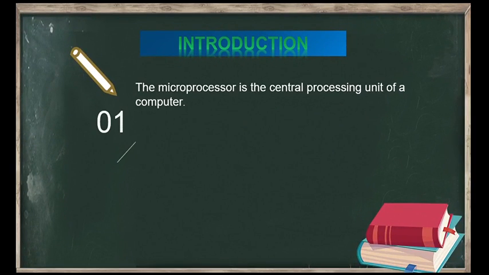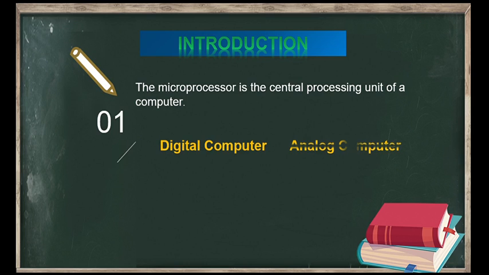The microprocessor is one of the most important components of a digital computer. It acts as the brain of a computer system. Before going into the detailed description of a microprocessor, let us have the basic knowledge of a digital computer. Computers are of two types, digital computers and analog computers. A digital computer processes numbers. An analog computer processes analog signals. An analog signal is a continuous quantity.